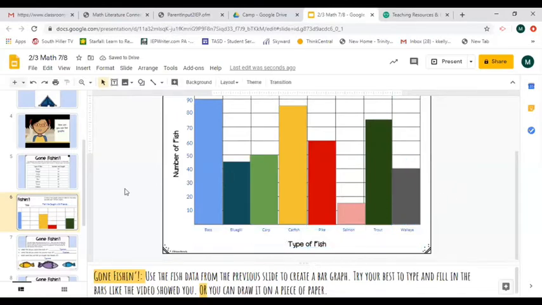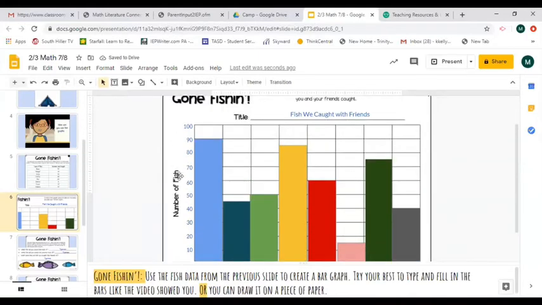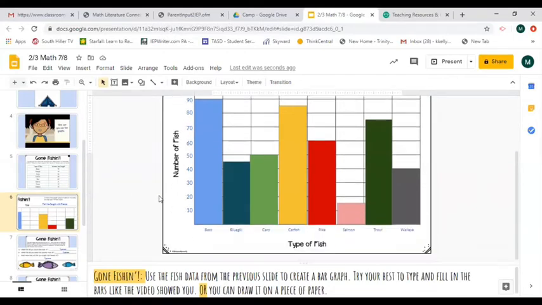Okay, so now we have our bar graph of the fish that we caught. We have our types of fish on the bottom and our number of fish on the side. So now we're going to use this information to answer a few questions. So if you need to go back and look, you can always pause the video and rewind and then go back to where we were, okay?